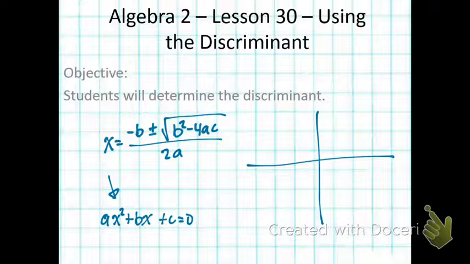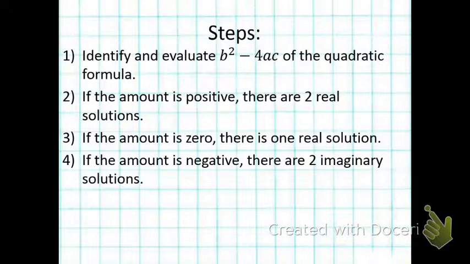And we're going to talk about this thing called the discriminant, and we're just going to focus on this part of the quadratic formula, just b squared minus 4ac. So that's all you need to do for this lesson. So here are the steps for today.